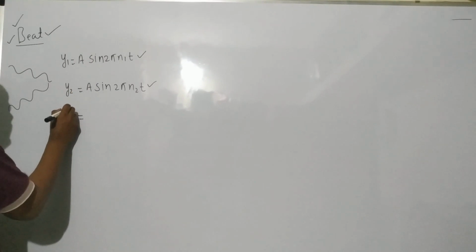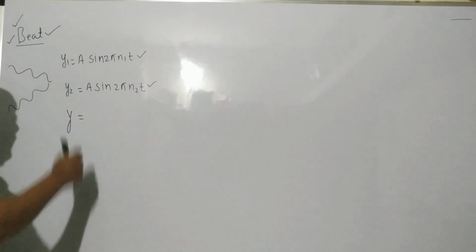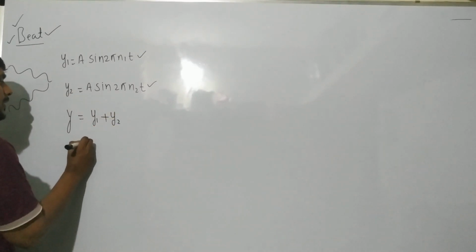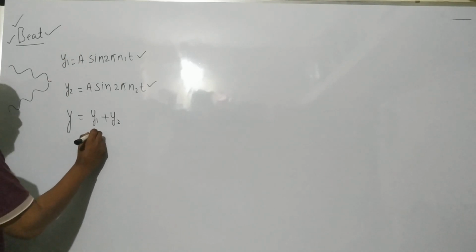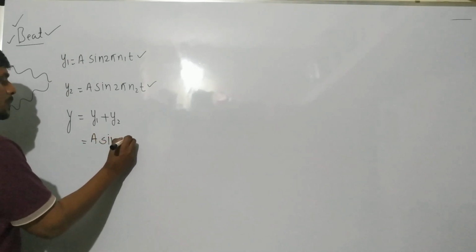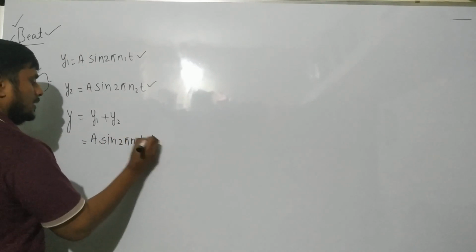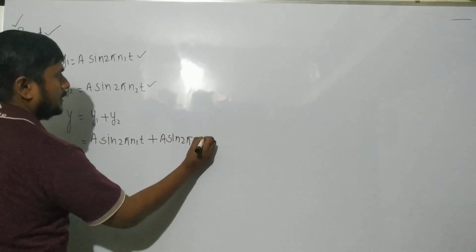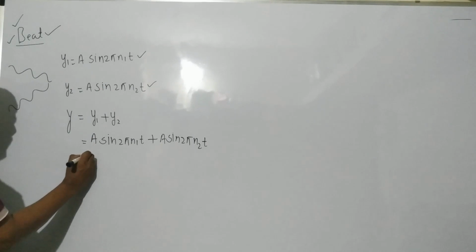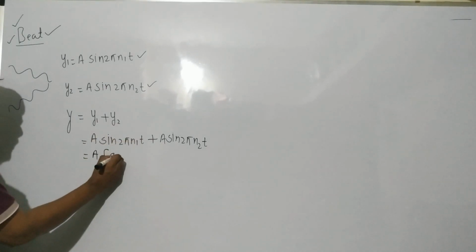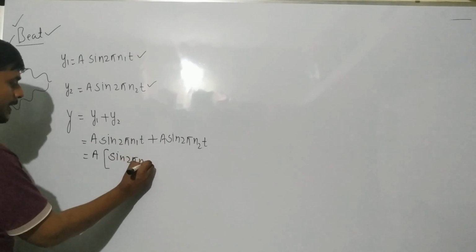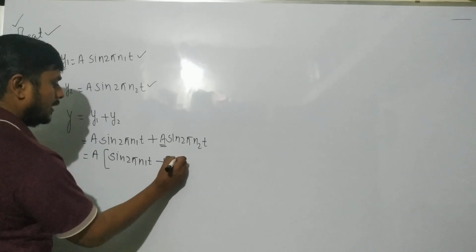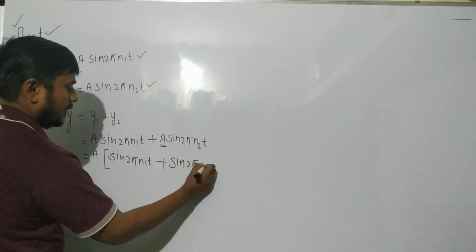That means we will write down the resultant displacement here, that is y equals y1 plus y2. So by adding this, put the value of y1, that is a sine of 2 pi n1t plus y2 equal to a sine of 2 pi n2t, isn't it? Take a common. So what will be in the bracket? That is equal to sine of 2 pi n1t plus, if I take a common from this term, what will remain over there? That is equal to sine of 2 pi n2t.